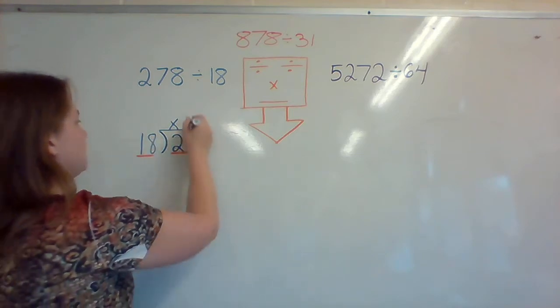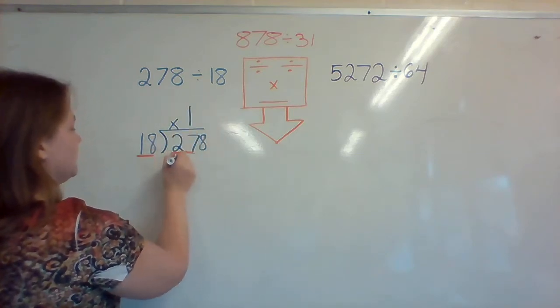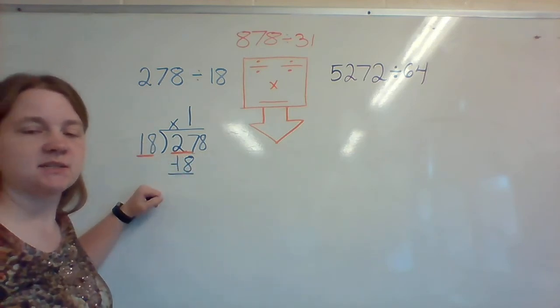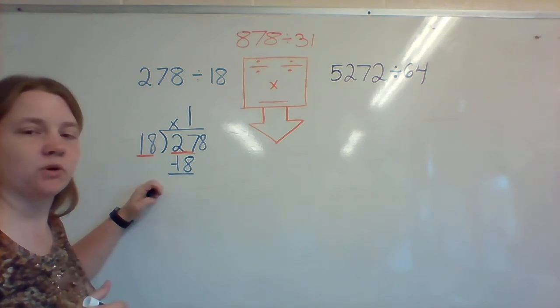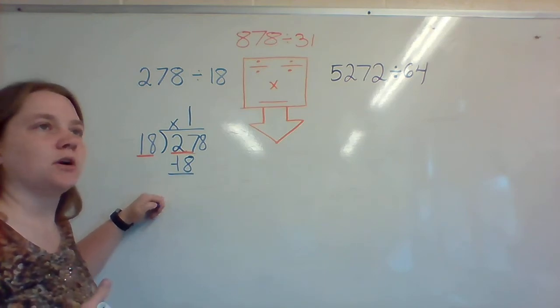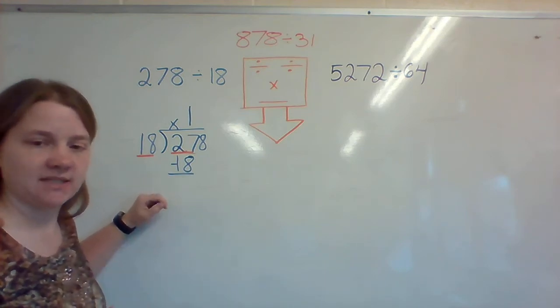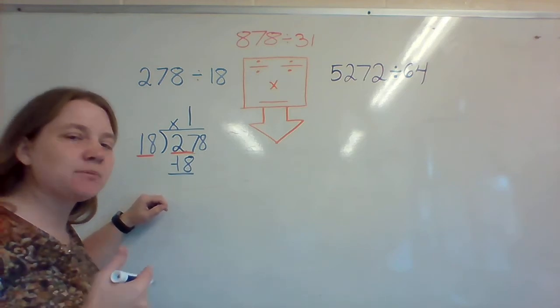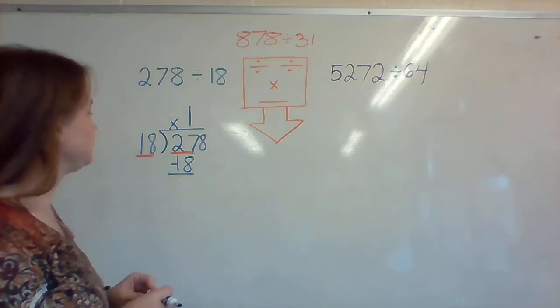Let's try a 1. 1 times 18 is going to be 18. Hey, look, that works. 18 is smaller than 27, so I know that that's going to work. Dividing with larger numbers can sometimes be a little bit of a guess and check. Don't let that scare you away from it. It just takes a little bit more thought to get yourself in there.